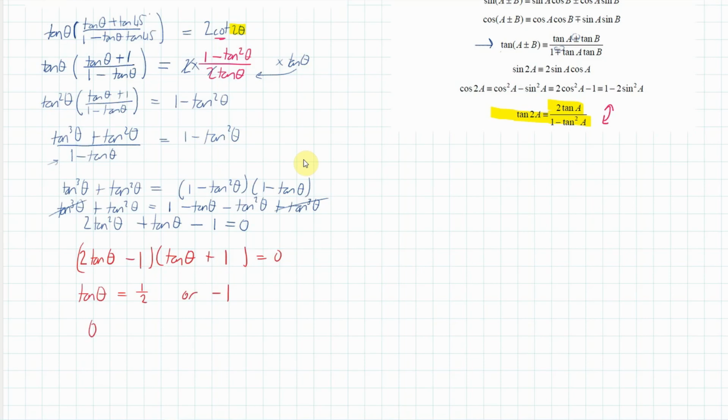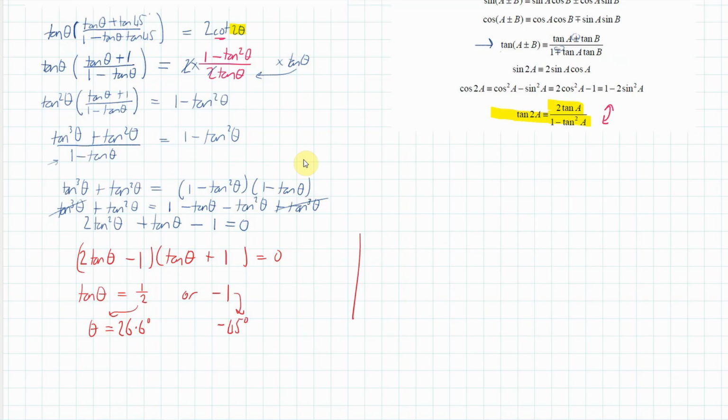So let's work with the 1/2 first. Theta equals the inverse tan. We're meant to be in degrees, so inverse tan of 1/2, and this is giving me, oh, I'm in radians, whoops. Inverse tan of 1/2 is 26.6, and then this one, the inverse tan of minus 1 is negative 45.